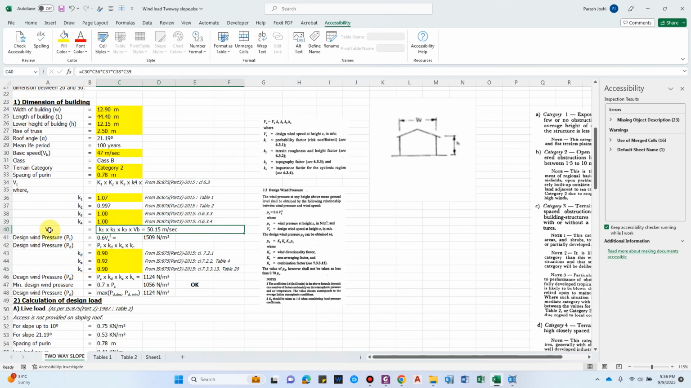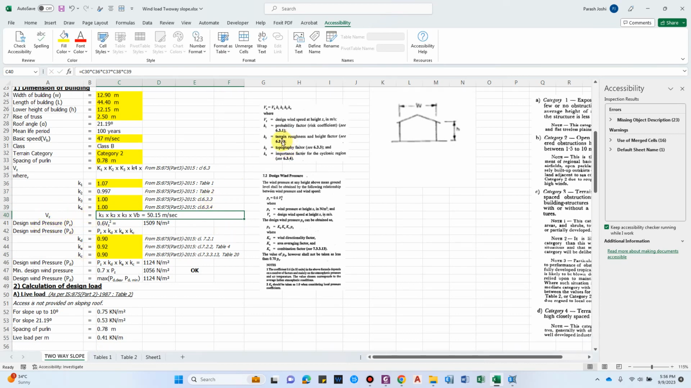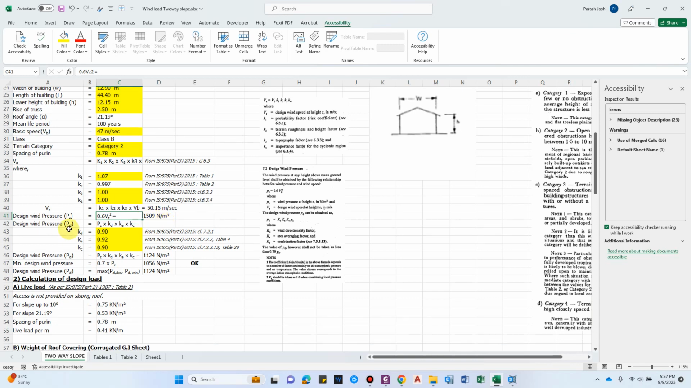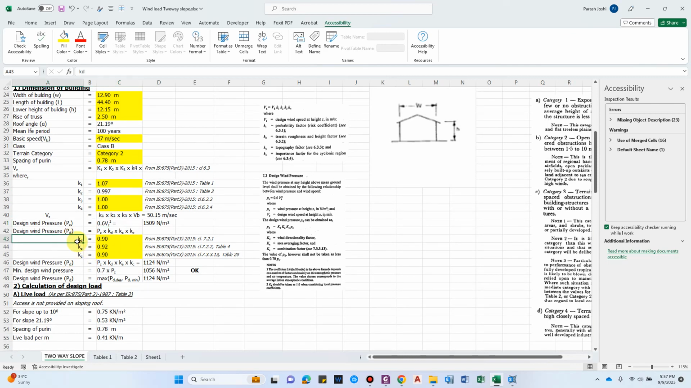Now we get the value of Vz, that is the design wind speed, which is 50.15 meters per second. Now we'll compute the design wind pressure, 0.6 Vz square. We get this value as 1509 Newton per meter square. Now the design wind pressure is Pz times Kd into Ka into Kc. These are other parameters that have to be multiplied. So Kd is the wind directionality factor, Ka is the area averaging factor, and Kc is the combination factor.